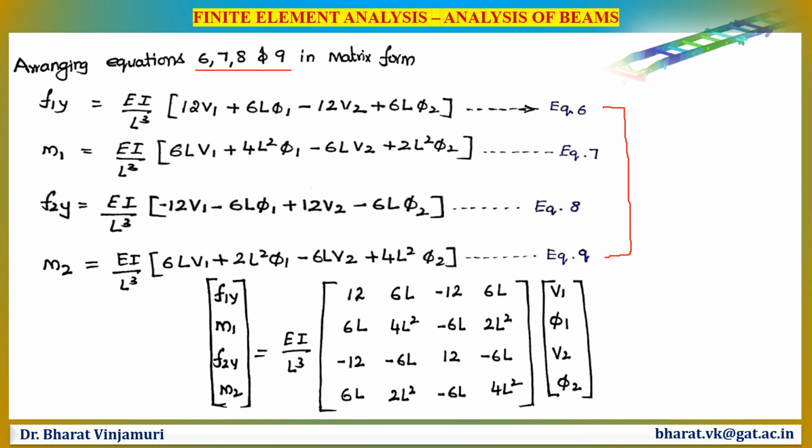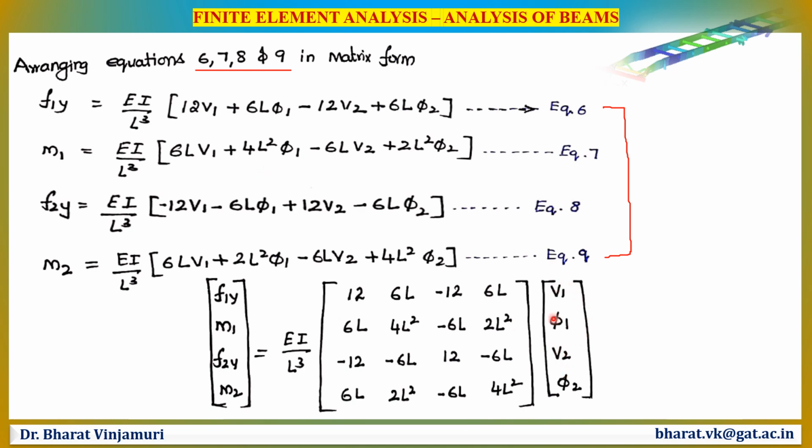Now these are the 4 equations which we will be trying to convert into matrix form. Here we go to convert it. The first 4 equations will be turned here. f1y, m1, f2y, m2, and EI by L cube will be the common element, multiplied by the 4 parameters which we are using: V1, pi 1, V2 and pi 2. These are the four things which are common in four equations.